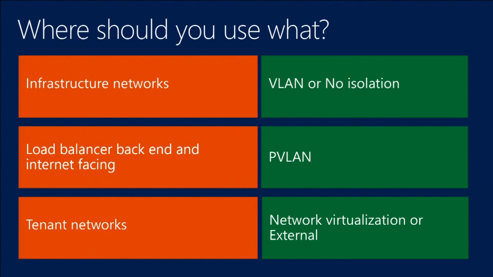And then tenant networks. We really see network virtualization and external isolation as the way going forward that you're going to be creating your tenant networks. Now, you can use VLANs for tenant networks. You can basically assign a VLAN to a tenant network, and I'm going to show you that. But we think going forward, you're going to be doing that less and less as network virtualization becomes more mature technology.